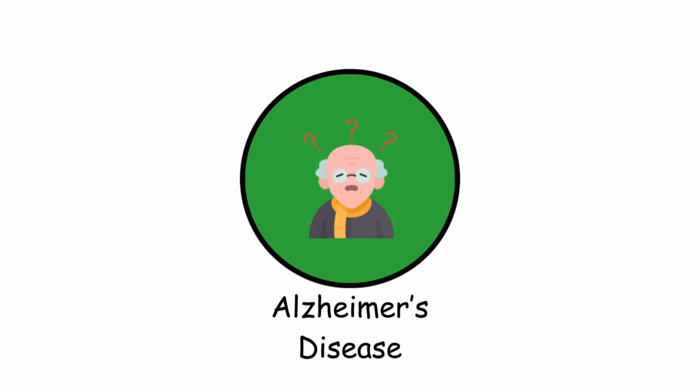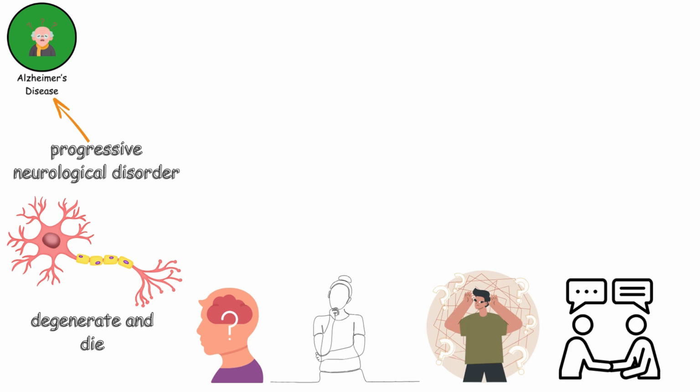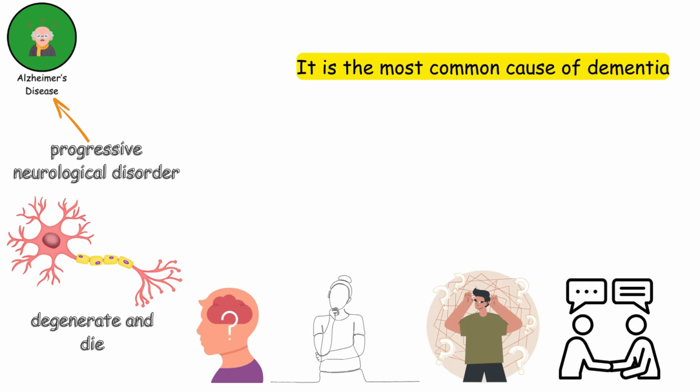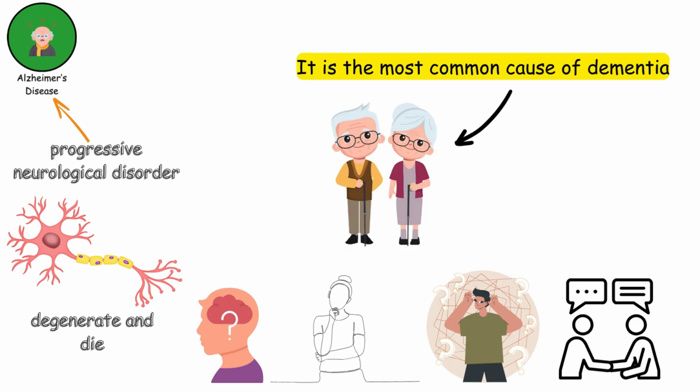Alzheimer's disease. Alzheimer's disease is a progressive neurological disorder that causes brain cells to degenerate and die, leading to a continuous decline in memory, thinking, behavior, and social skills. It is the most common cause of dementia in older adults.